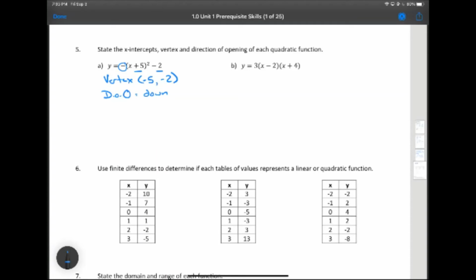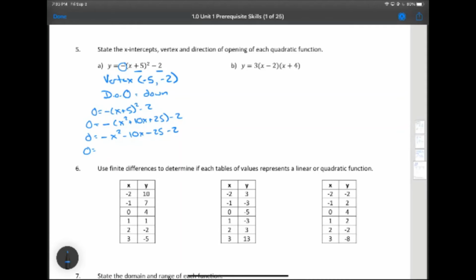And now the x-intercepts are a little bit tricky. X-intercepts you always find by setting y equal to 0. So 0 equals negative (x plus 5) squared minus 2, which is negative x squared plus 10x plus 25 minus 2, equals negative x squared minus 10x minus 25 minus 2.